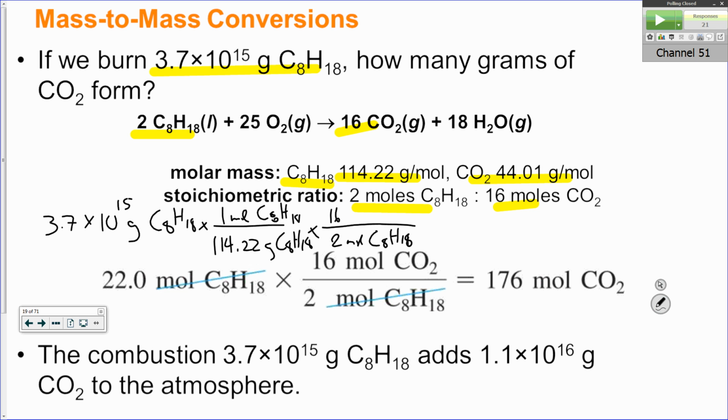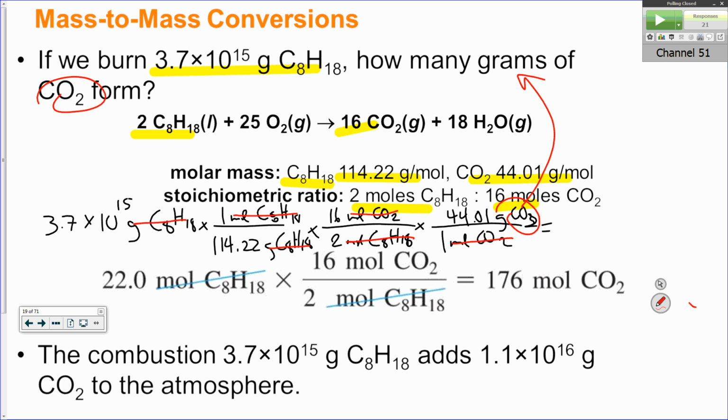Per 16 moles of CO2. And then finally, my last step would do 1 mole of CO2 is 144.01 grams of CO2. Again, I'm going to check my units before I do any math. So moles of CO2 cancel out, moles of octane cancel out, grams of octane cancel out. The units I'm left with are grams of CO2, which is what I'm looking for. So I think I've done it right.